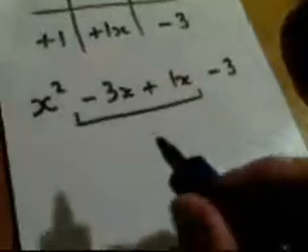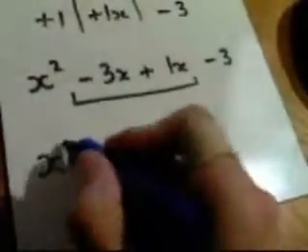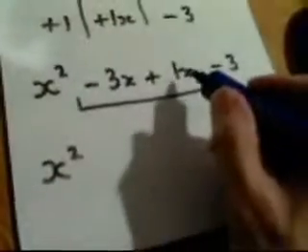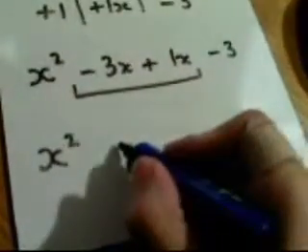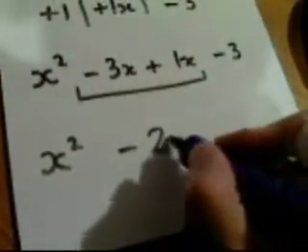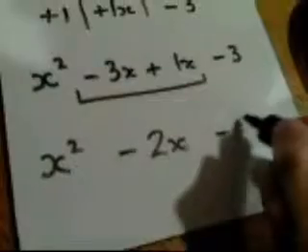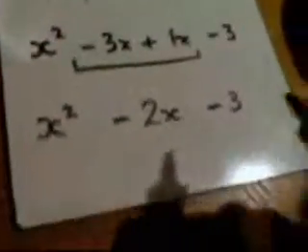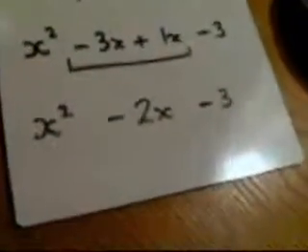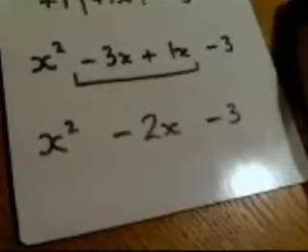Again, the bits in the middle are the bits we can simplify. So I've got an x squared, and this time I've got minus 3 plus 1. Well, minus 3 plus 1 gives me minus 2, and I take away 3 on the end. So my answer is x squared minus 2x, take away 3.